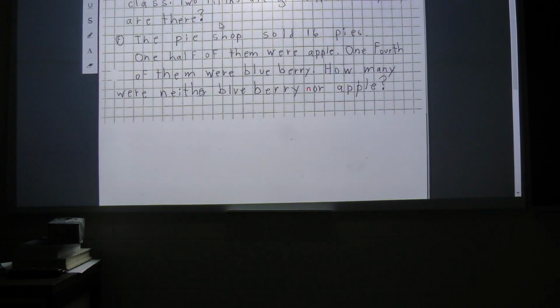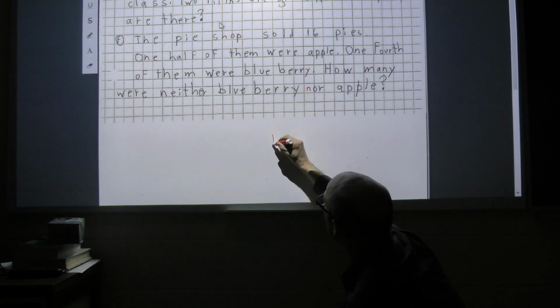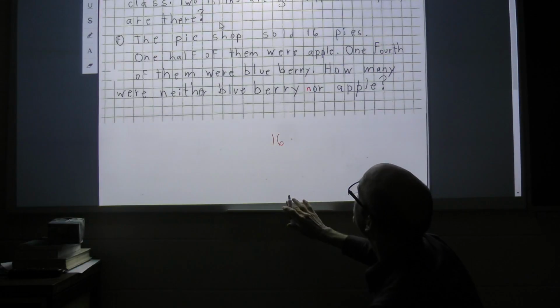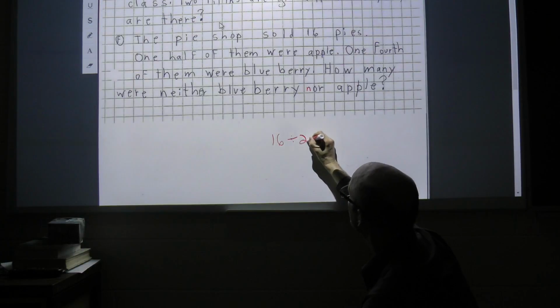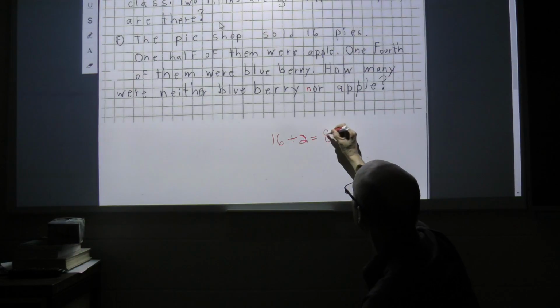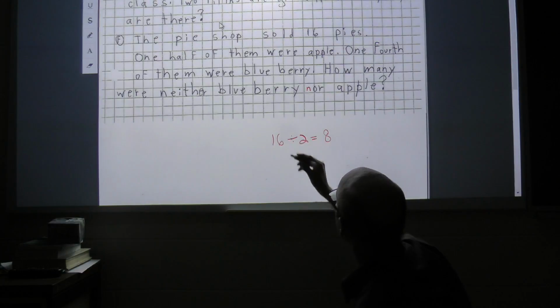The next question. The pie shop sold 16 pies. 1/2 of them were apple. 1/4 of them were blueberry. How many were neither blueberry nor apple? Let's start with 16. Of the 16 pies, we know that half of them were apple. Well, 16 divided by 2 will give us half. We know that 8 of these pies are apple pies. That leaves 8 pies left.